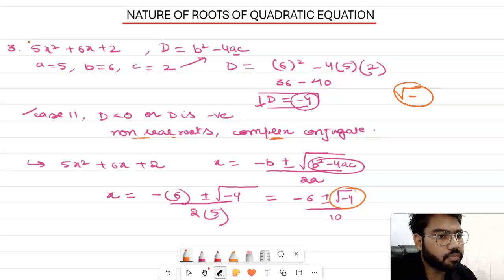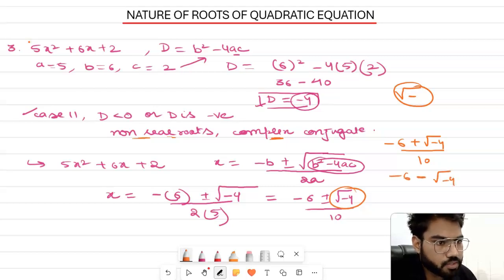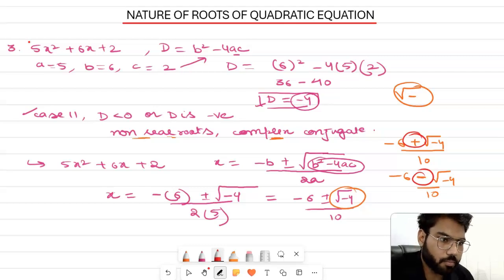So that means if one root is minus 6 plus under root minus 4 upon 10, then the another root will be minus 6 minus under root minus 4 by 10. So this plus and minus format for complex number is known as complex conjugate format. So this is the case number 3, that we verified if d is less than 0 or d is negative. In that case we will get non-real roots or complex conjugate root format.